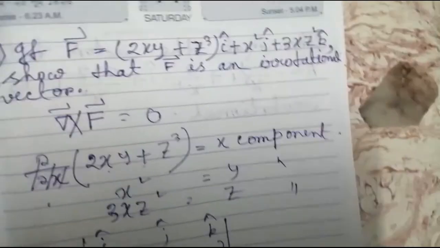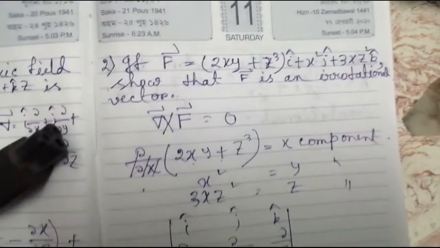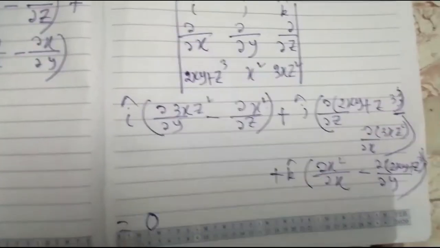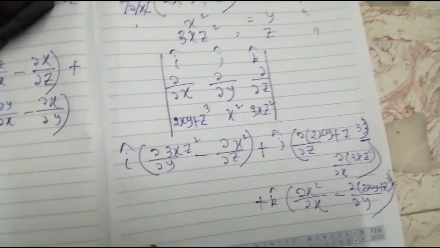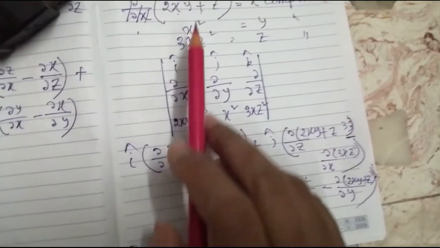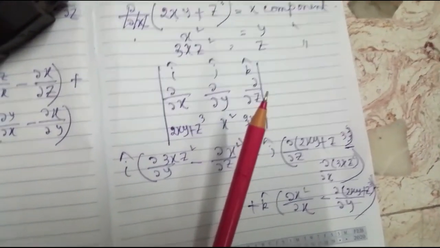So our question was to find out whether it is irrotational or not, or how to prove the irrotational vector. So this is the proof. Okay, thus you have to do this derivative, and first you have to show the cross product. If the cross product is 0, then it is an irrotational vector.